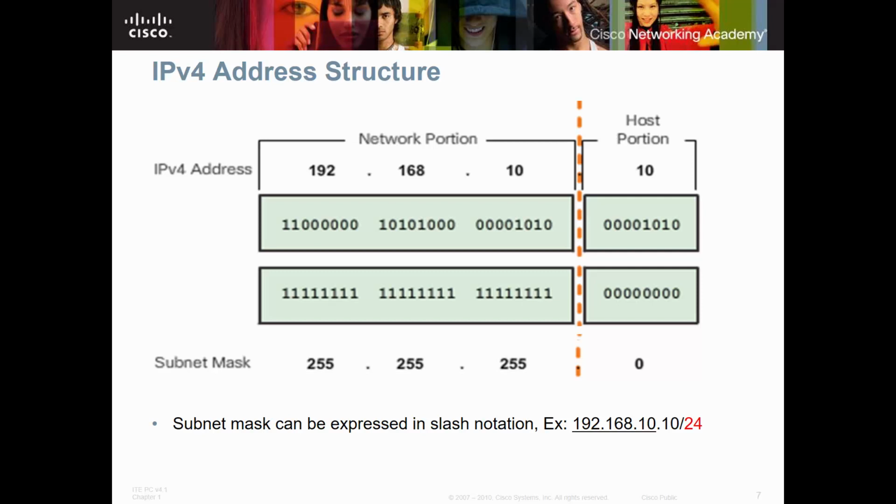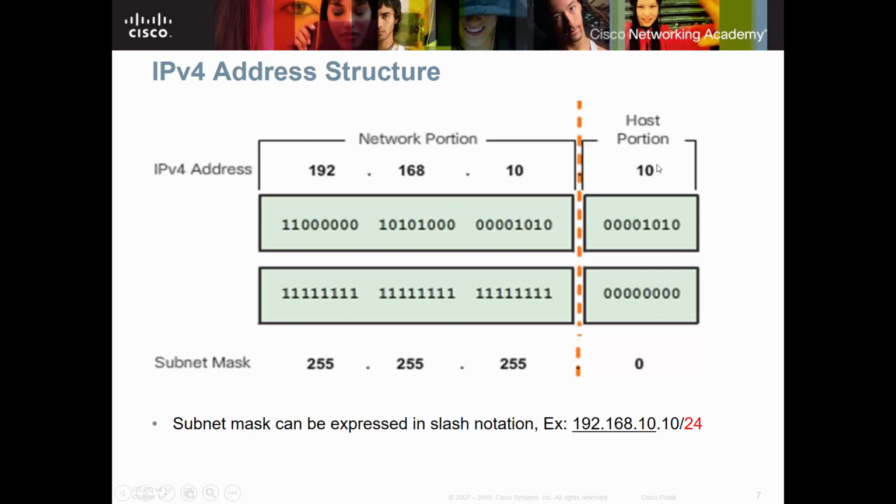So by definition, the subnet mask, and notice from the name of it, it masks something. It masks all bits in the address that are not host bits. So any part of the address that's not host will be masked by the subnet mask using binary ones. So let's go ahead and apply this definition.